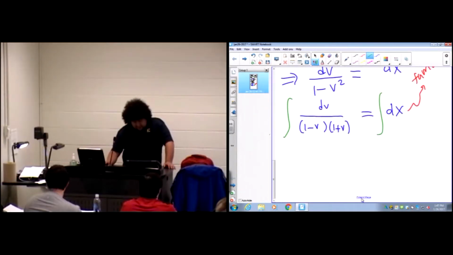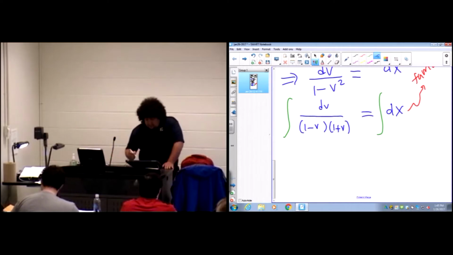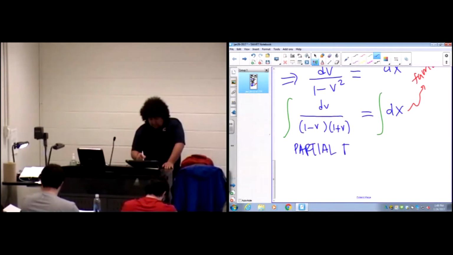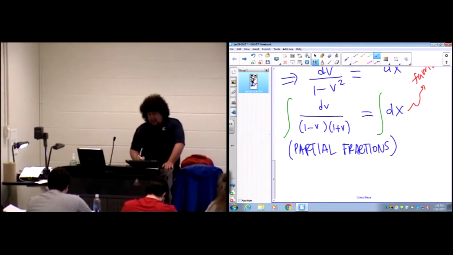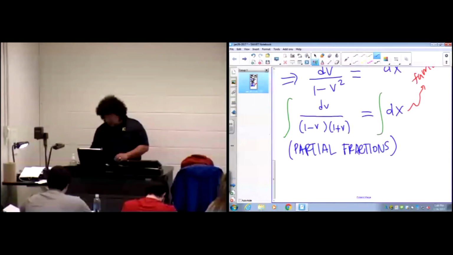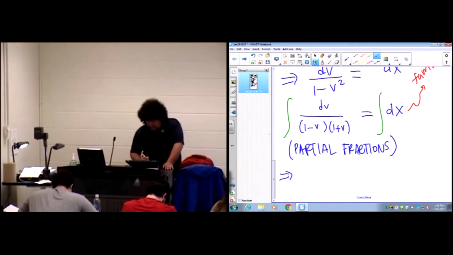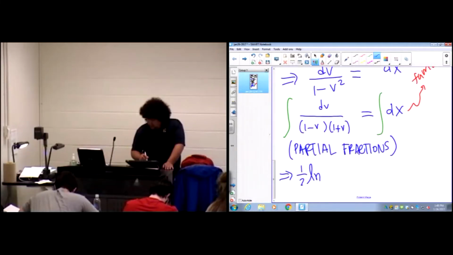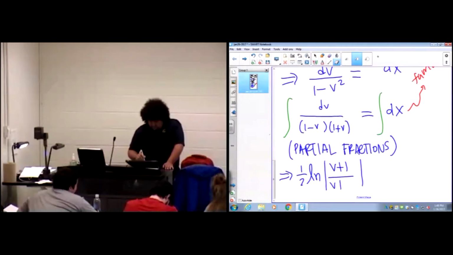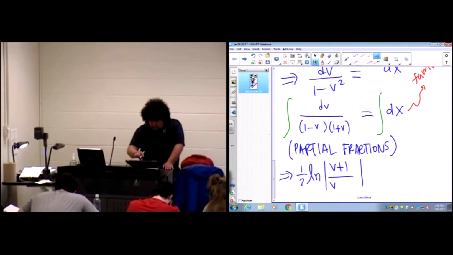So you would have to use partial fractions. Okay, so partial fractions on the left-hand side, and then you would find that the right-hand side is easy, right? But the left-hand side is what's a handful, and then you end up with 1/2 natural log of the absolute value of v plus 1 over v minus 1. So the denominator is v minus 1.